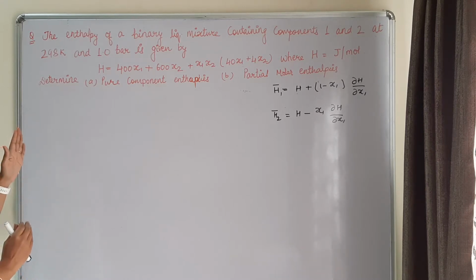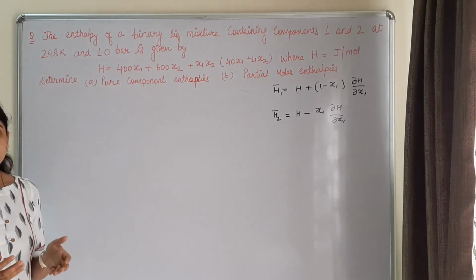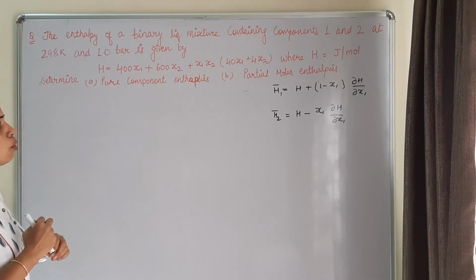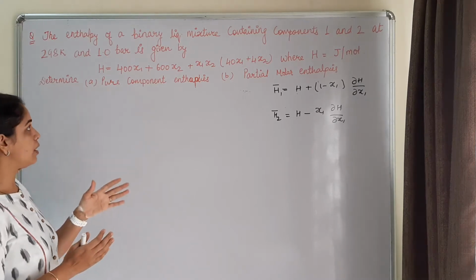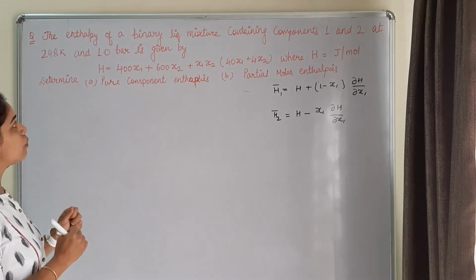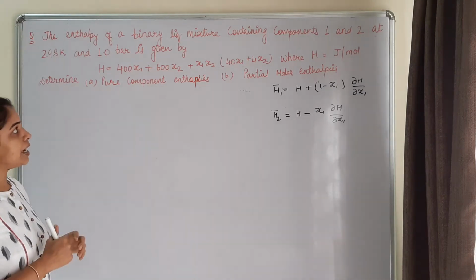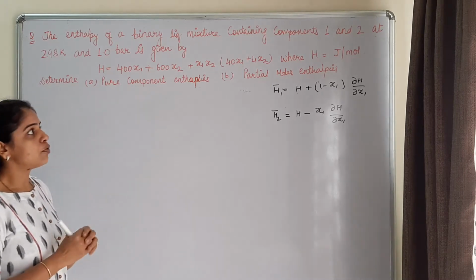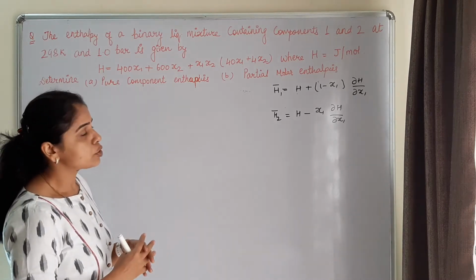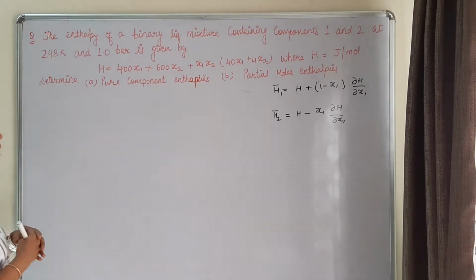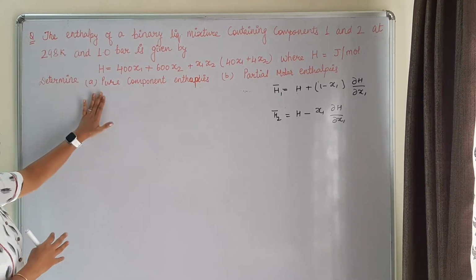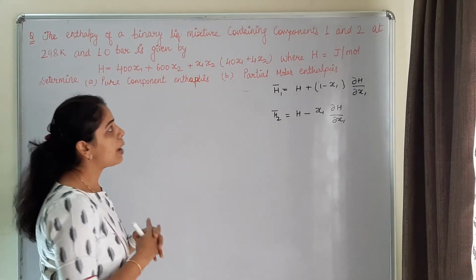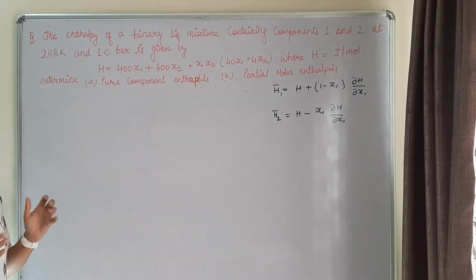298 K and 1 bar, we know that these are the standard temperature and pressure, and the relation for the enthalpy in terms of mole fraction of components 1 and 2 is given to us, which is H = 400 x1 + 600 x2 + x1 x2 (40 x1 + 4 x2), where H is in joule per mole. Determine, first, the enthalpy of pure component, and second, the partial molar enthalpy. So let's start.